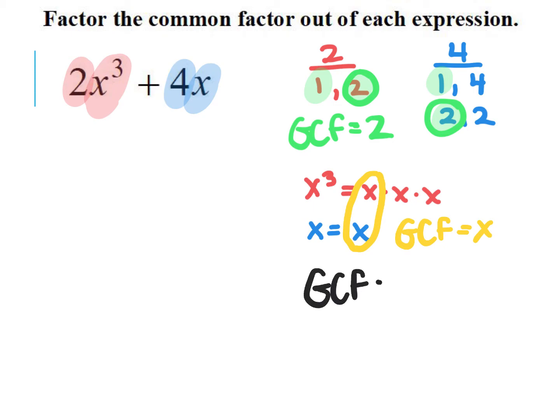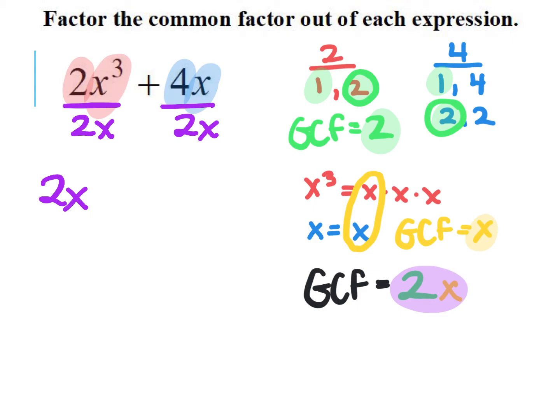Now my overall greatest common factor is combining the greatest common factor of the numbers, which is 2, and the greatest common factor of the variables, which is x. Now I can take this greatest common factor of 2x and divide the original expression by it. So I divide both of these by 2x and stick it in front. Then I fill in the parentheses.